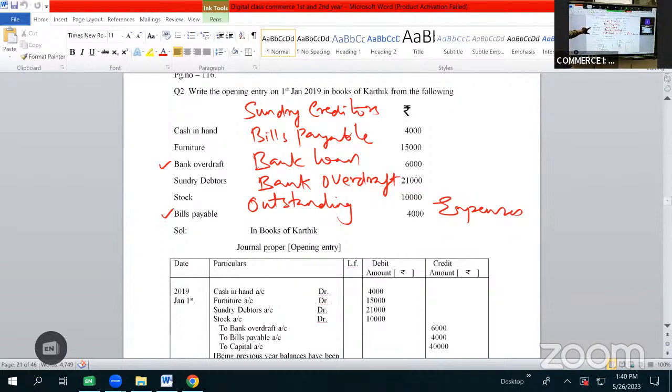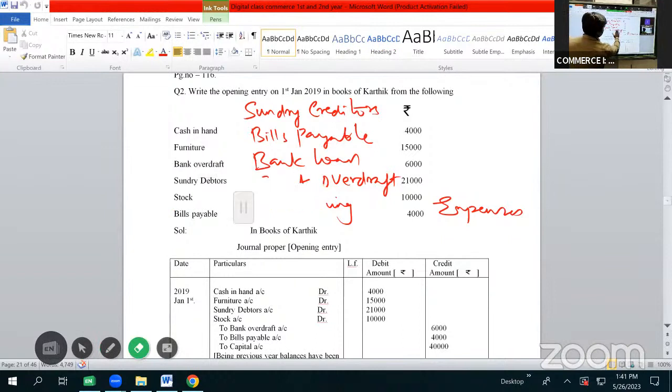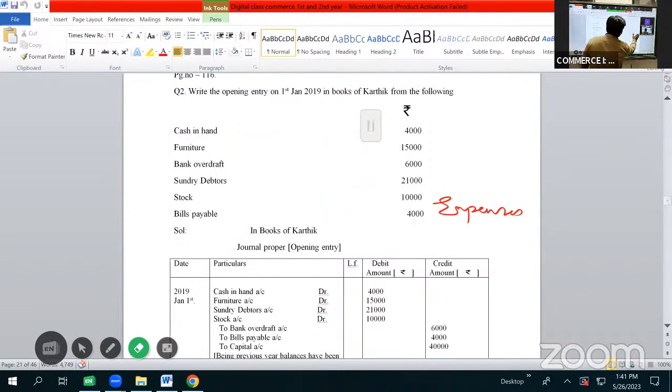So these 2 names from the given names in the question fall under the category of liability and they must have credit balance, as all liabilities have credit balance. So apart from these 2 names, all other names fall under the category of assets and all assets have debit balance. So first we'll be writing all the assets on the debit side one after the other, first writing the names of assets.